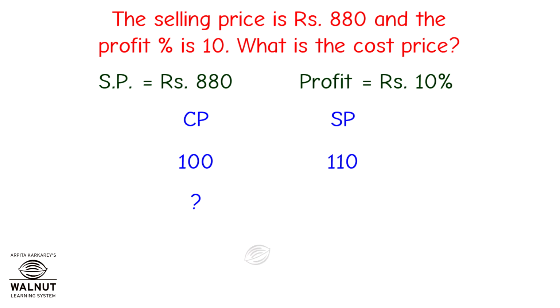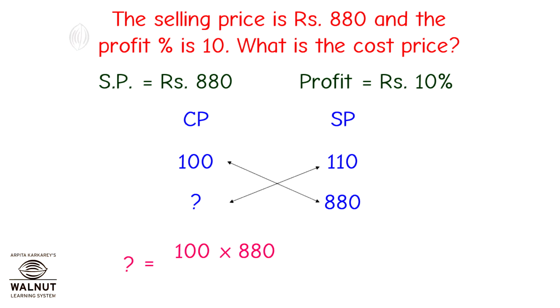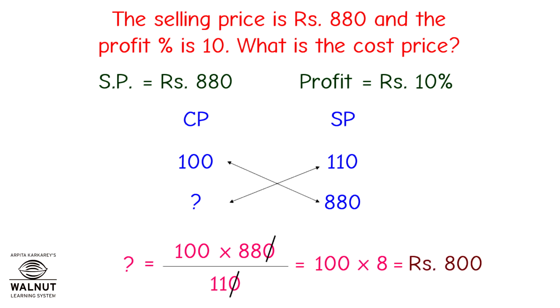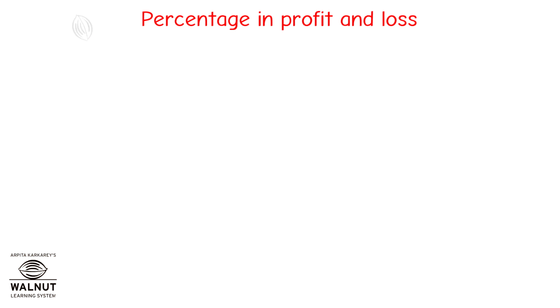So, for what cost price is the selling price rupees 880? Doing cross multiplication, we get question mark is equal to 100 into 880 divided by 110. We simplify this and we get 100 into 8 is equal to 800. So, the cost price is rupees 800. So, we have learned how to find the profit percentage when the cost price is given to us.